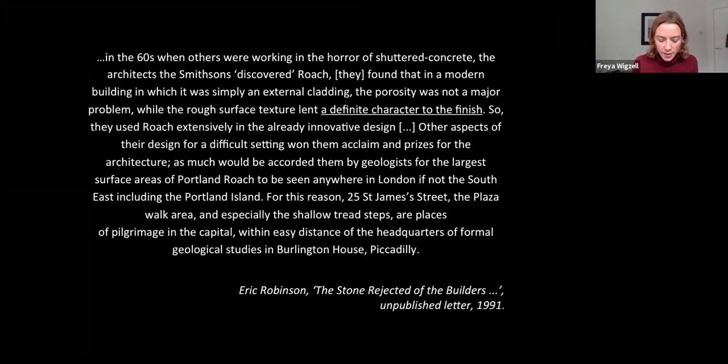So the rest of my talk is really about why. Why did the Smithsons pick Roach when no one had ever picked it before? And what was it they liked about it? You know, what possible significance might it have for the building?